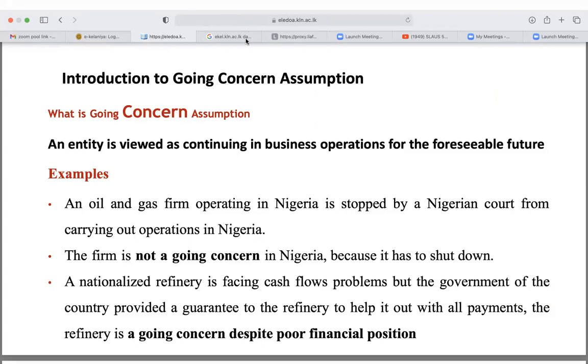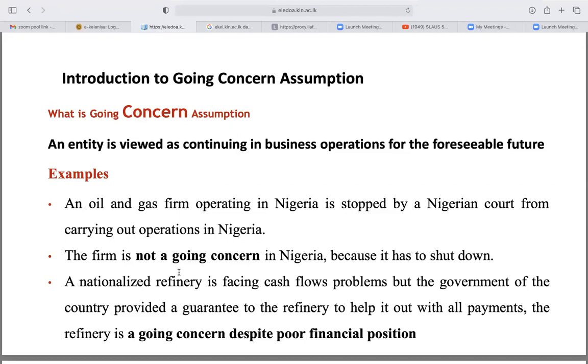So then what will happen? The continuing of the business operation is not going to happen for the foreseeable future. That means there is a going concern issue. The firm is not a going concern in Nigeria because it has to shut down, right? So we have to shut down the business. So there is a going concern issue.